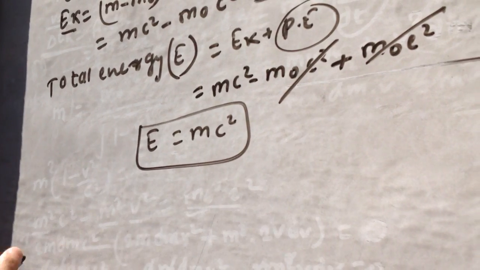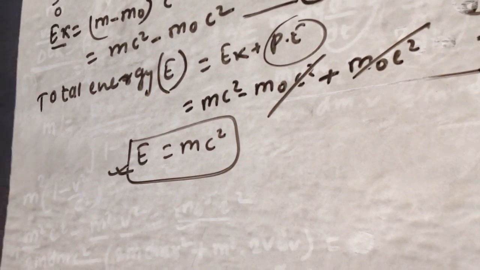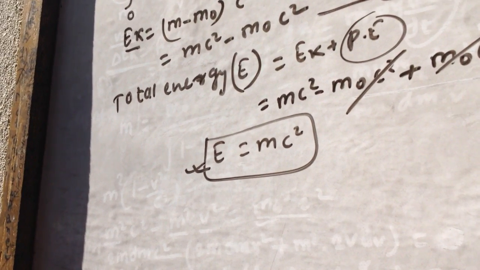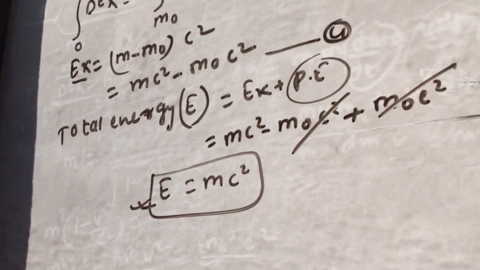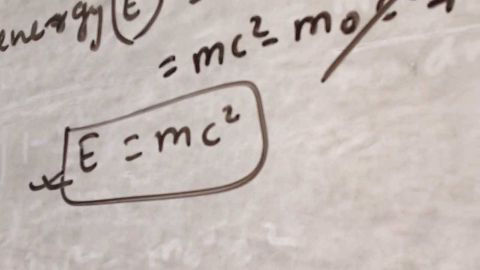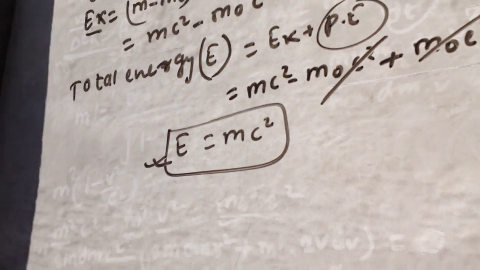Now, what is the importance of this formula? Before knowing this formula, we did not know whether energy and mass were related or not, but these two quantities are exactly related. After knowing this formula, we can conclude that energy can be converted into mass and mass can be converted into energy.